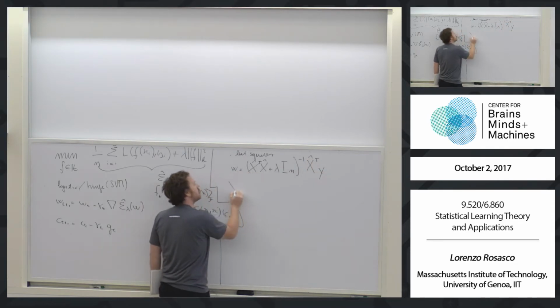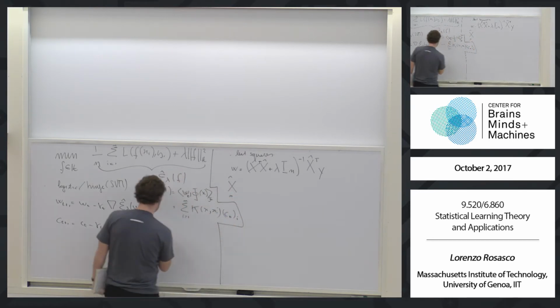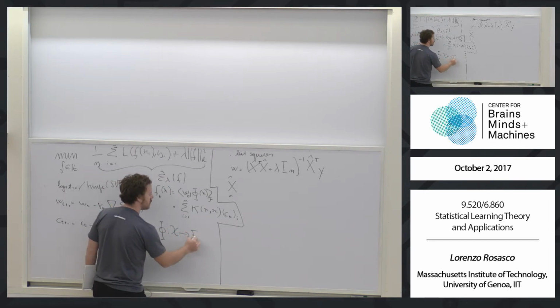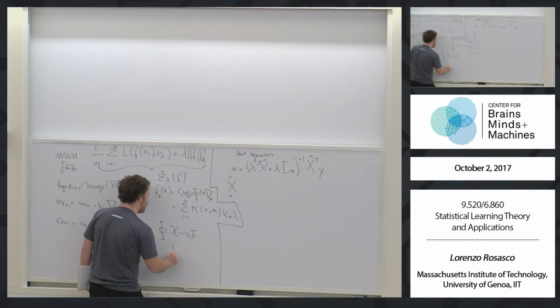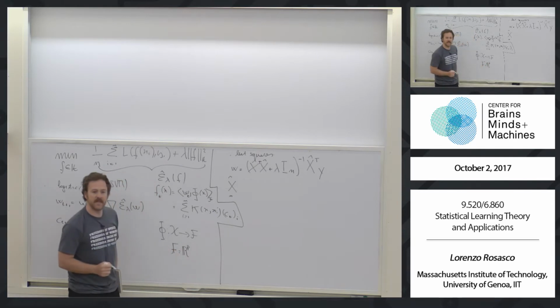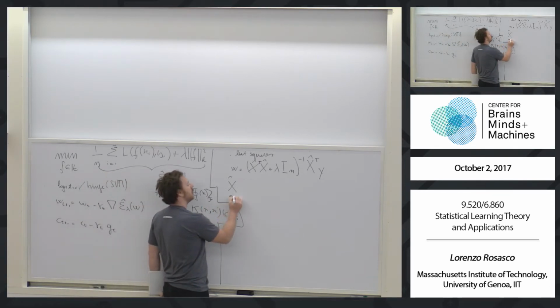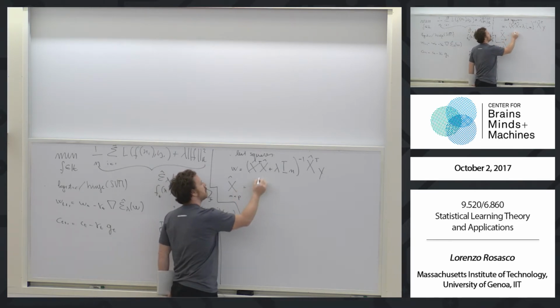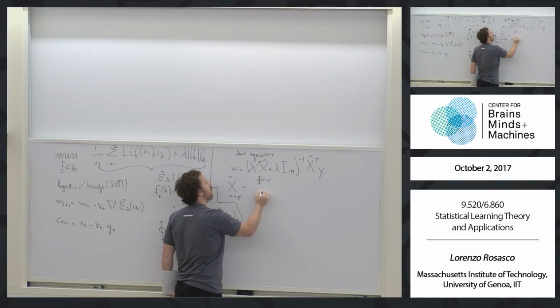What is X? X is the N, so let me write this. So phi is a feature map that goes into F. And let's say for a minute that F is R to the P, then X is a matrix which is N by P. And basically the rows of this matrix are just phi(x1), ..., phi(xn).